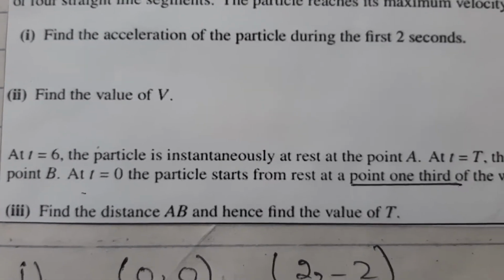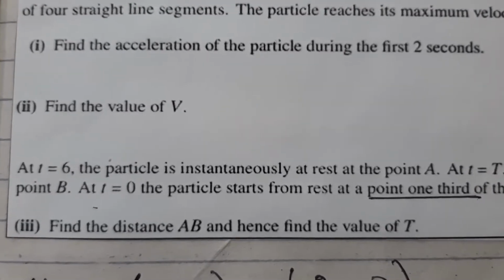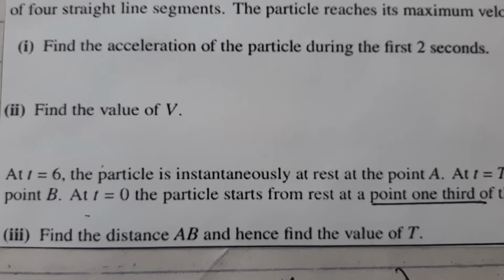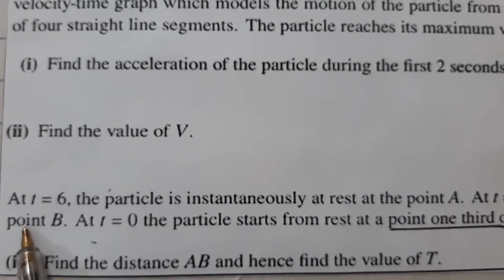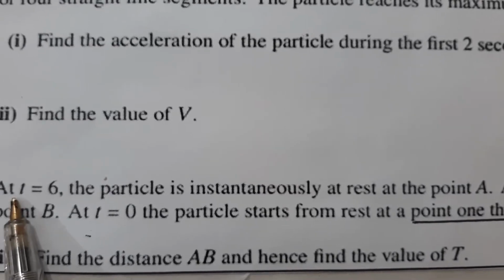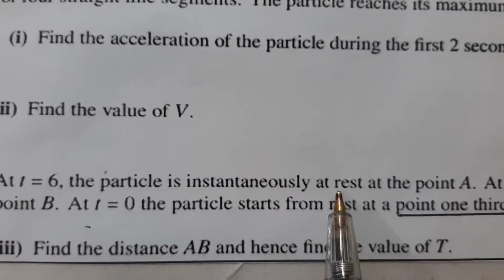Now the last part of the question is saying find the distance AB and find the value of t when the particle stops. What information is given here? It is given that at t equals 6, the particle is instantaneously at rest.